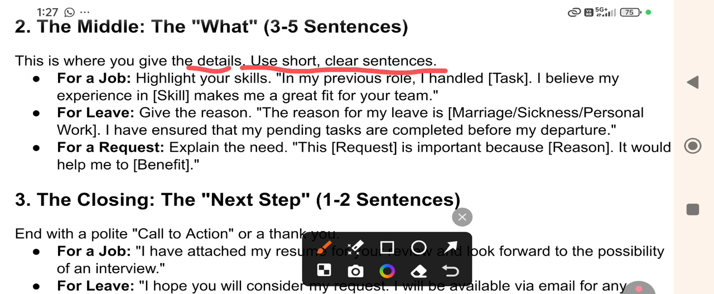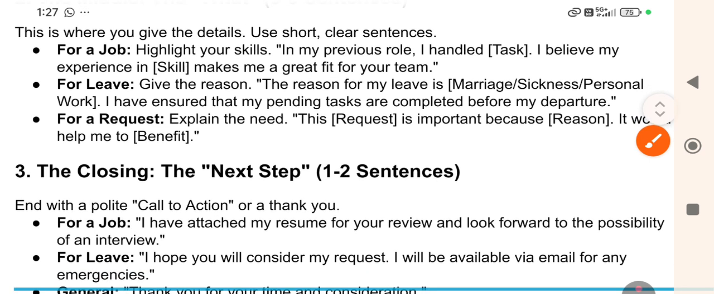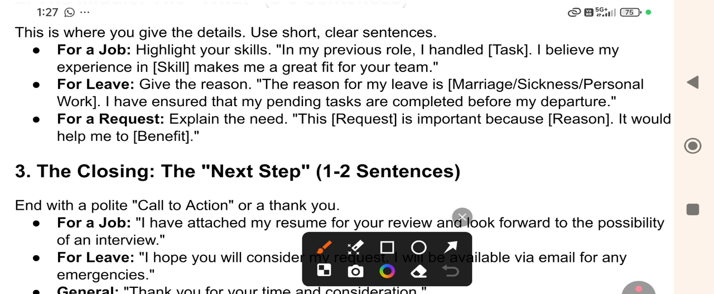In the first paragraph, the introductory part, you have written why you're writing. Now in the middle part you have said what. What means here you have to give the detail of why. So what you will do, you highlight your skills, right? Because you are applying for the job. So when you are applying for the position of assistant professor, then you have to give a reason.